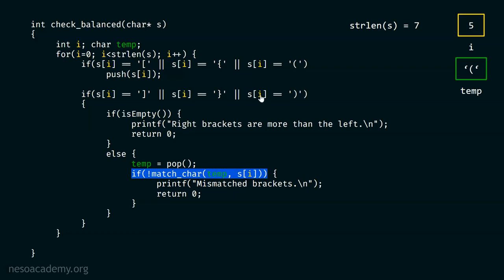Understand this, right? We know that si is a right round bracket and temp is actually holding the left round bracket. We know that there is a match. Left round bracket is actually matching with right round bracket. There is a match. But we have to define this function match char, right? How to match these two characters and what will this function return?